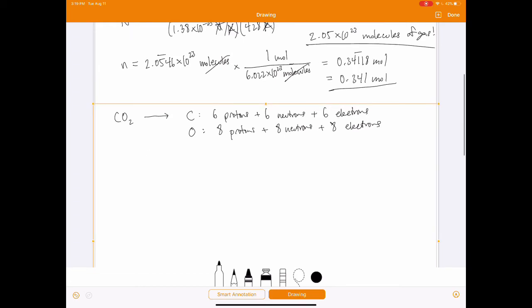Okay, so what's the total number of protons and neutrons?